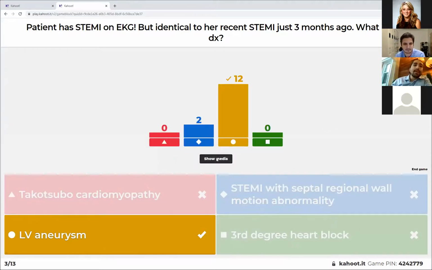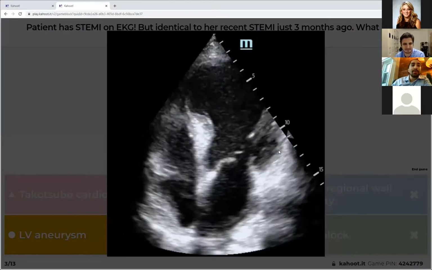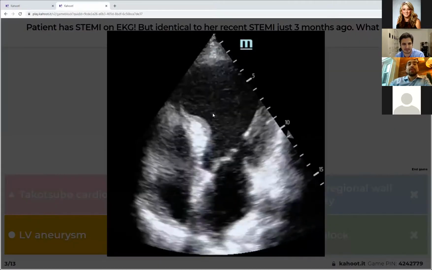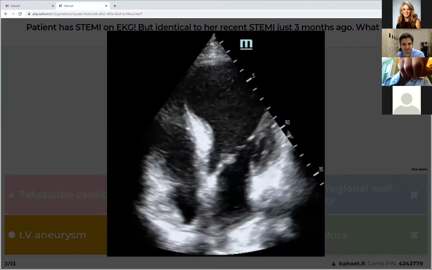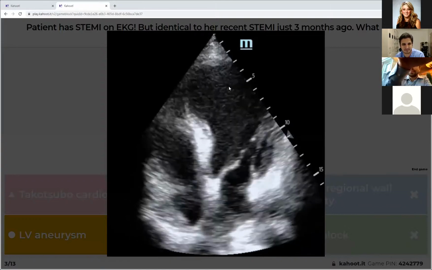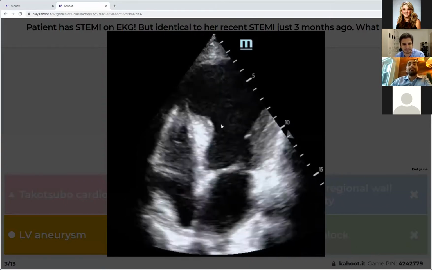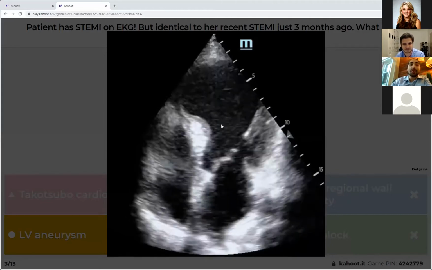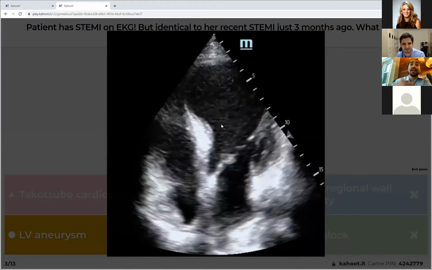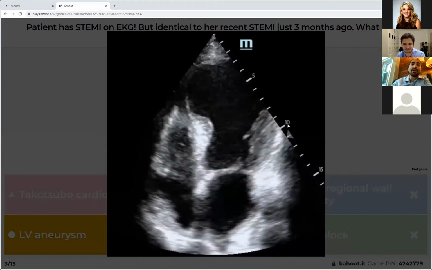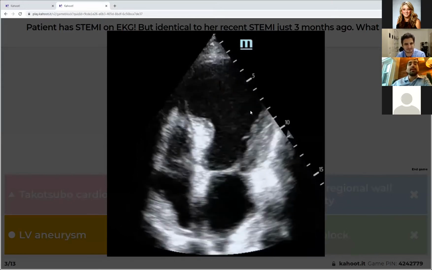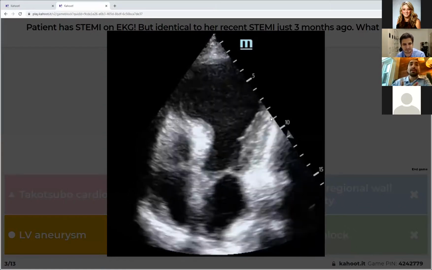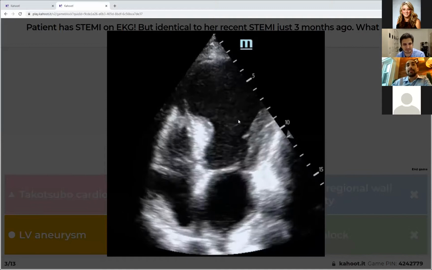Yeah, I'd love to. So it looks like most people had LV aneurysm, which is correct. What we're looking at is an apical view, and the inferoseptal wall is sort of focally dilated. I could imagine some people thought Takotsubo potentially, but of course the EKG is not going to be identical to the recent STEMI one. You'd also see more symmetric dilation of the LV. Here we just see it in the inferoseptal wall, consistent with their prior STEMI.